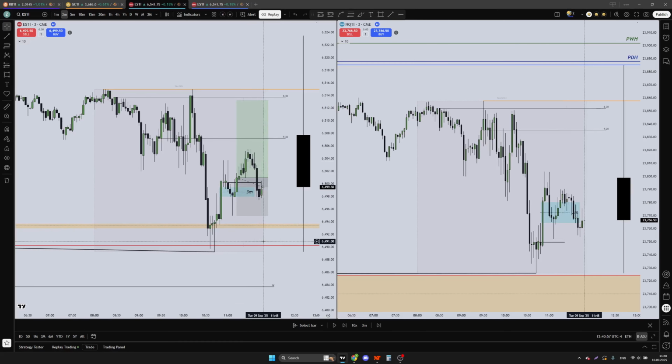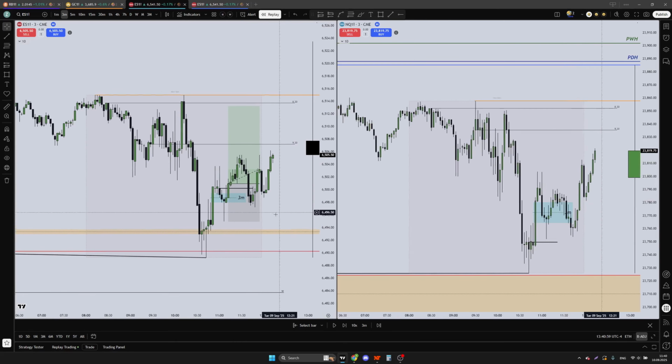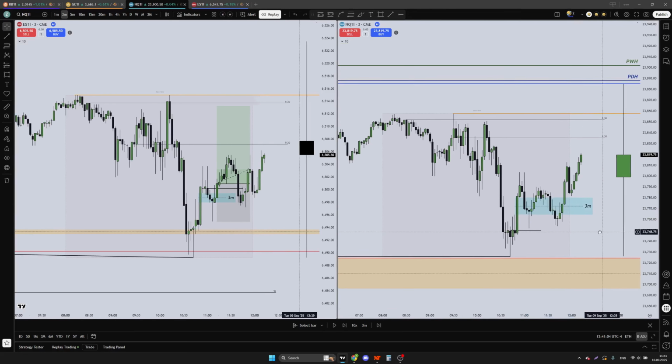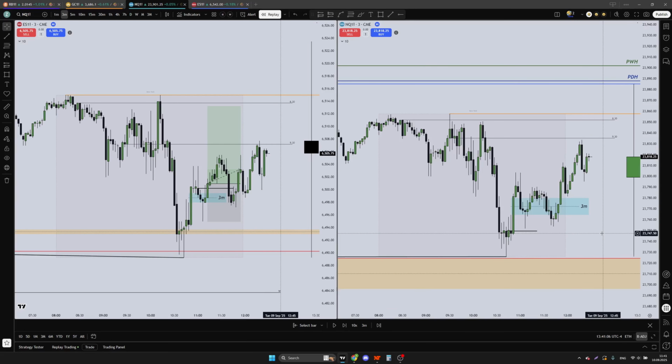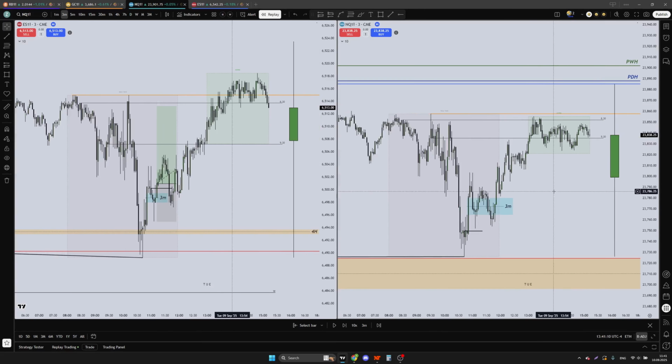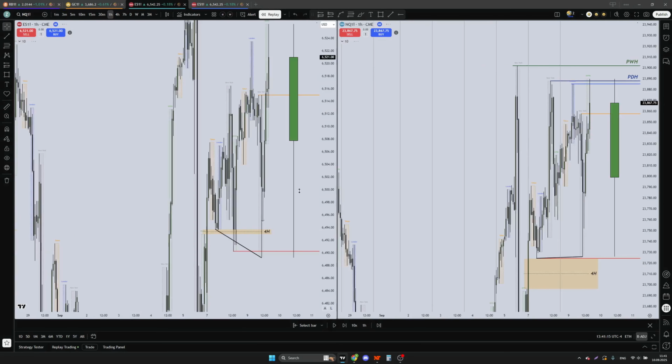So it was chopping a lot, and I never moved my stop loss because I already did my analysis. I just have to enter, and then eventually it took all of those highs.